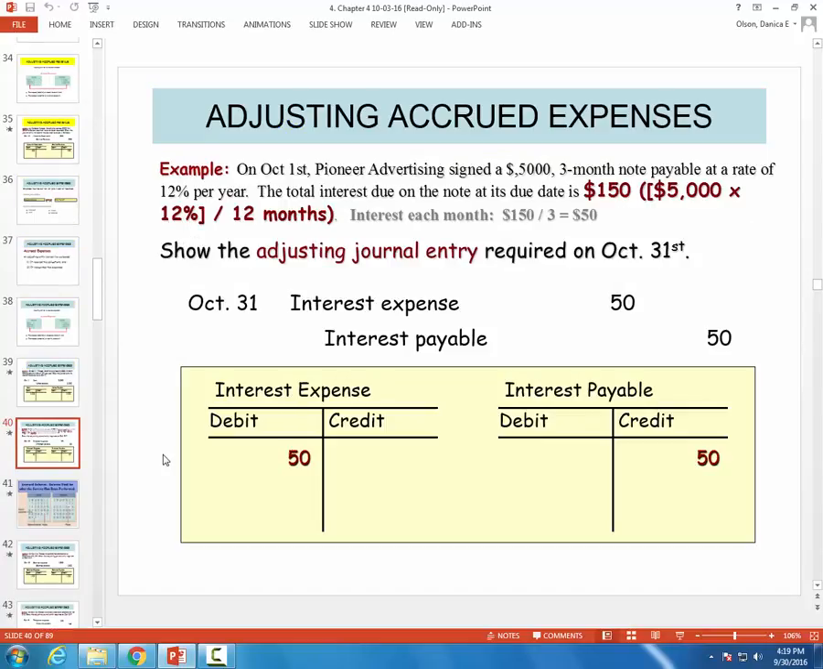If you have some type of note payable, you will have interest expense associated with it. If the interest expense has been incurred but not yet paid, you need to make an adjusting journal entry to record the expense. In order to record the interest expense, we debit interest expense for $50. We promise to pay the interest later, so we credit interest payable. Interest expense is on the income statement. Interest payable is on the balance sheet. Again, every adjusting entry affects one income statement account, one balance sheet account.